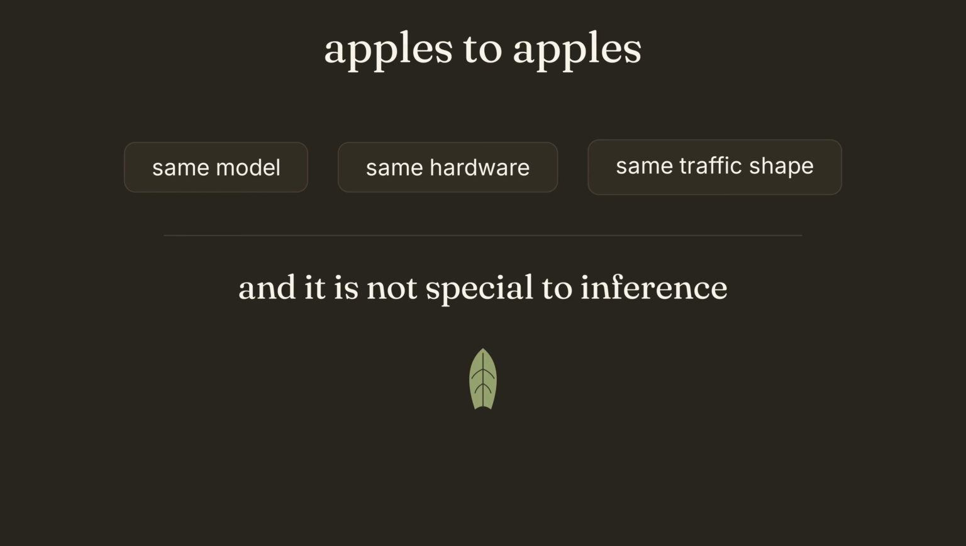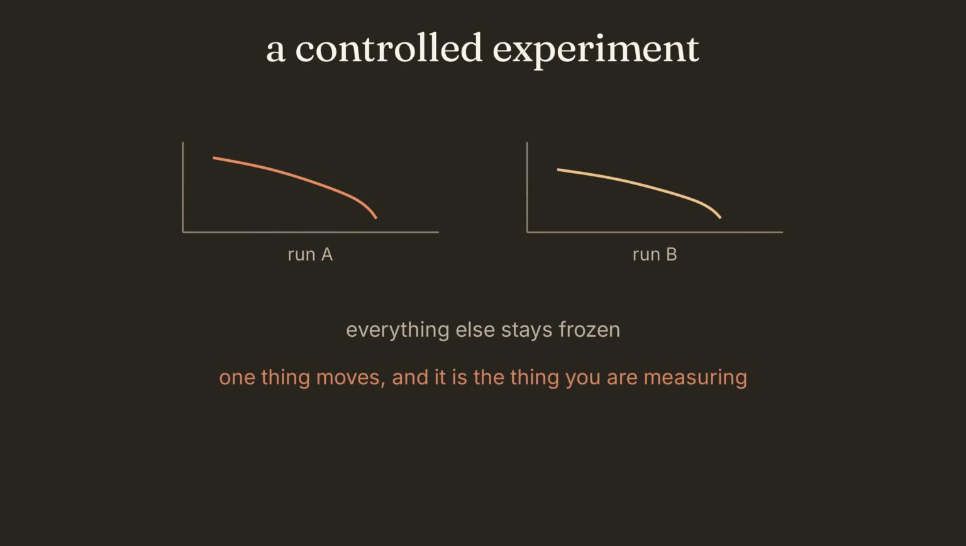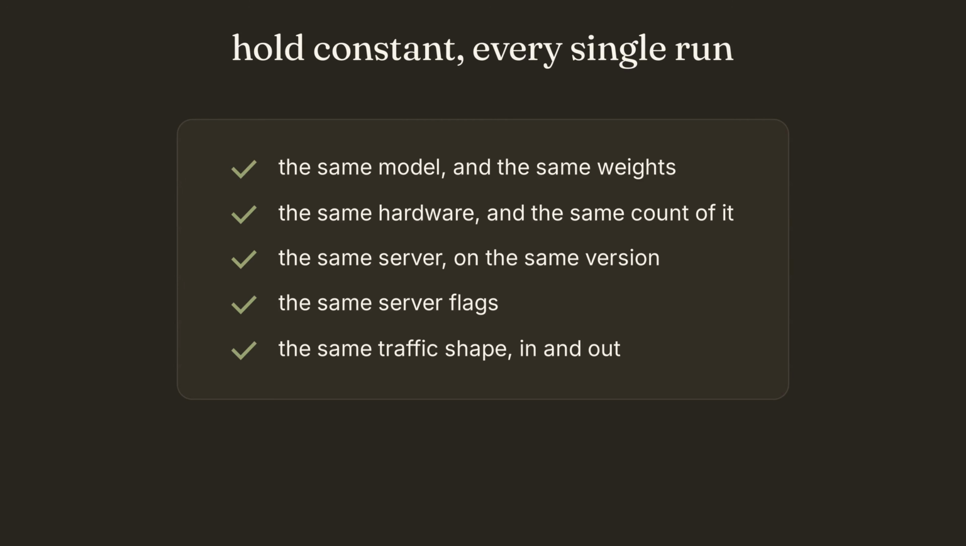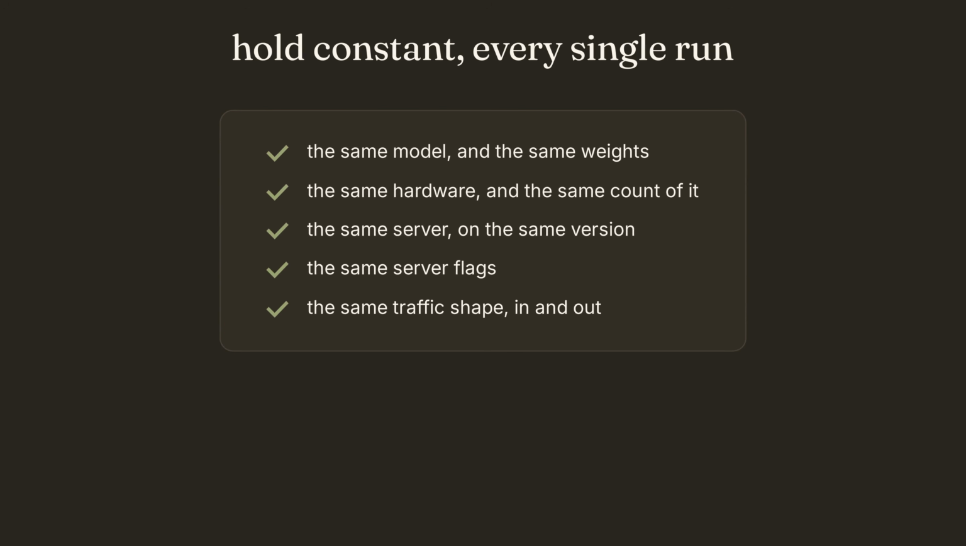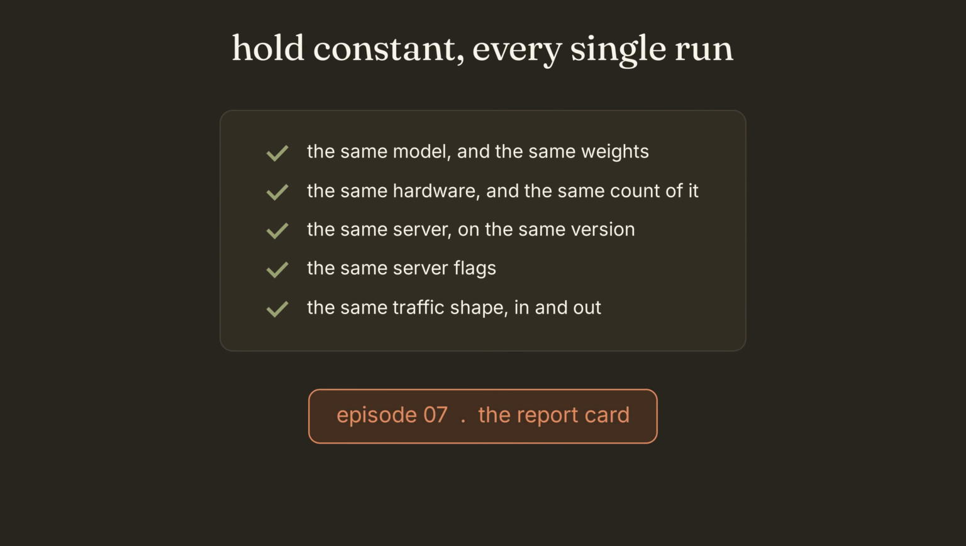So that's really the whole rule here. And it isn't special to inference. You are running a controlled experiment, so you only change the thing you are measuring and everything else stays frozen. So what does everything else include? Same model, same hardware, same server on the same version, and the same traffic shape on every single run. And next episode turns that into a checklist you can screenshot.